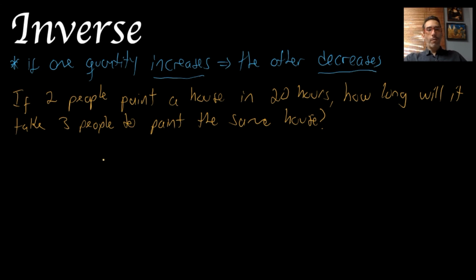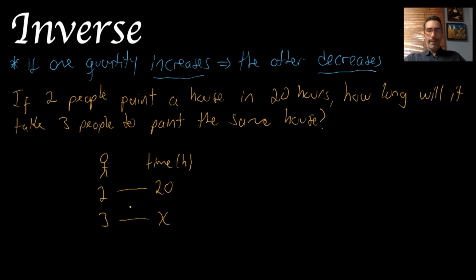To start with, the process will be the same. We define our columns, we name the columns. So in this case, one column is going to be people, the other column will be time in hours. We start from what we know, and what we know is that two people will take 20 hours. And the case, how long it will take, so that's time, I put that unknown in the column of time. Three people, that's people, we put it in the column of people. So how long will three people take to paint the same house?